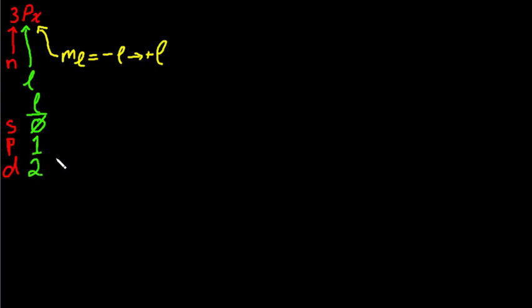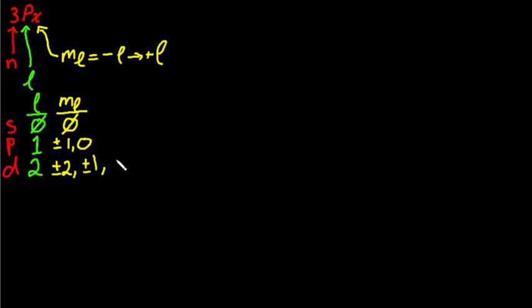Now the value m sub L, as we said, goes from minus L all the way to plus L. In the case of an s orbital, it's just 0 that's available. In the case of a p orbital, we have minus 1, 0, and then plus 1. In the case of a d orbital, we have plus minus 2, plus minus 1, and 0.